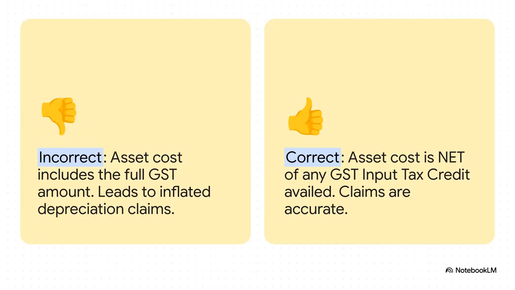Let's take a look at a super common mistake with GST. It's so tempting to just use the total invoice value. But that's wrong. If you include the GST amount, you are inflating the asset's cost and claiming way more depreciation than you should. The correct way, as you can see, is to calculate the cost net of any GST credit you've already taken. That way, you're only depreciating the true cost of the business.